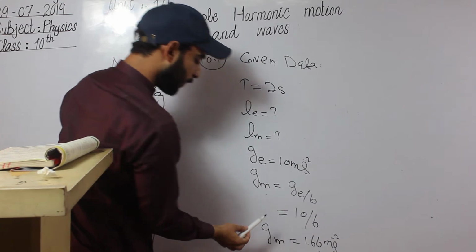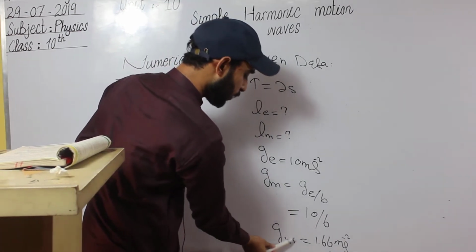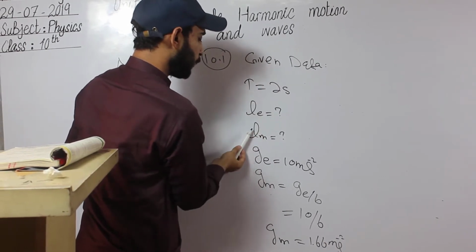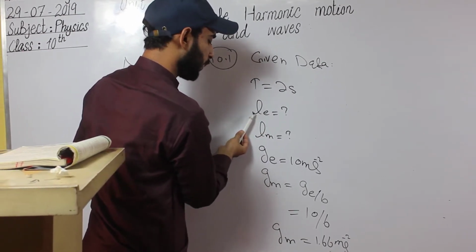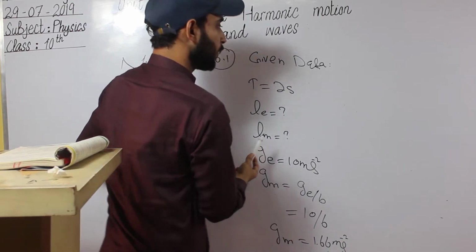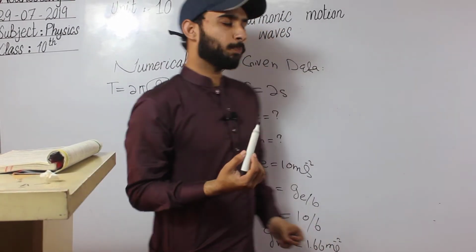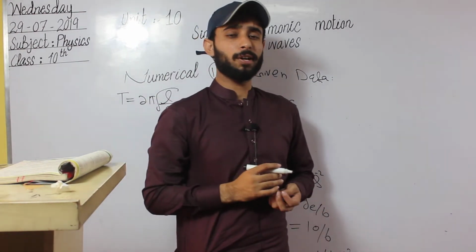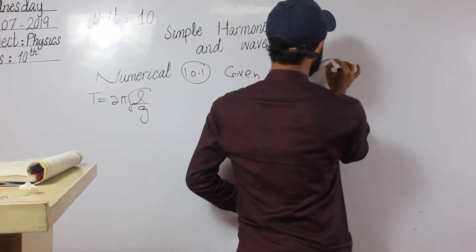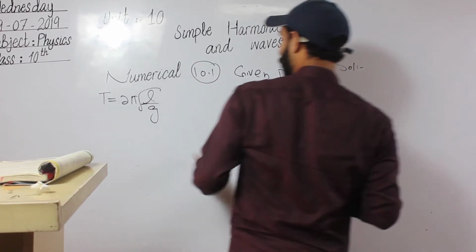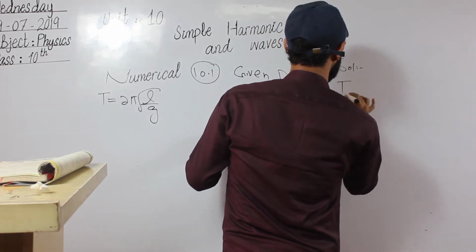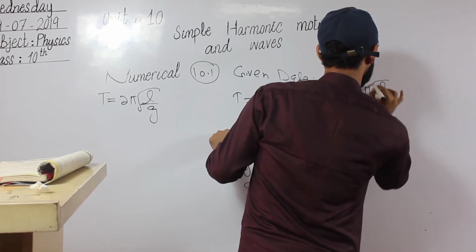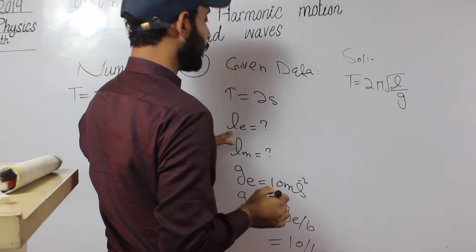So what we have been given is the value of G on the surface of moon, the value of G on the surface of earth, and the time period. We have to find the length on the earth and the length on the moon. As I said earlier, we apply the formula used whenever we find the time period of a simple pendulum. Now we are going to solve it by applying the formula T equals 2 pi root L over G. Student, first of all, we find the length on the earth.